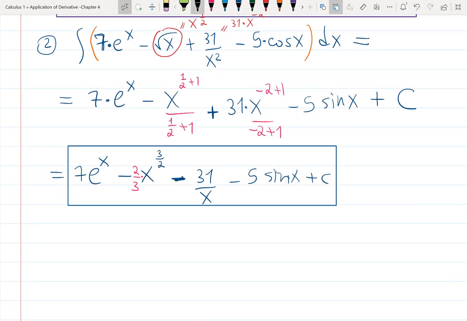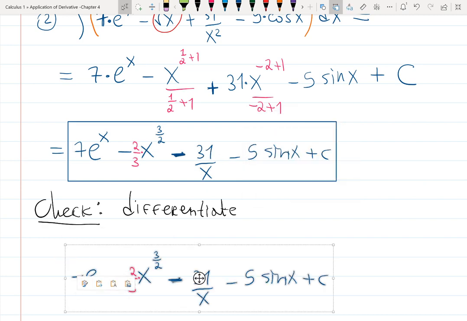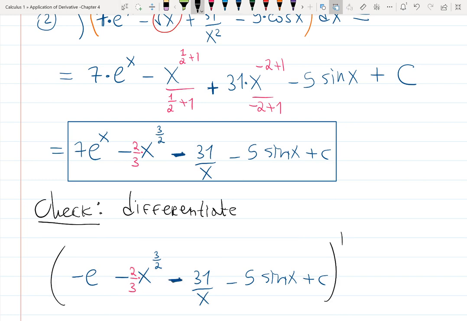I will point out that you can always check your answer. How would I check my answer? Who knows? Yes, I can differentiate the answer I got. So differentiate your answer. I will even copy it for you like this. And I do recommend you to do it a couple times to check that you're not messing up with calculations.